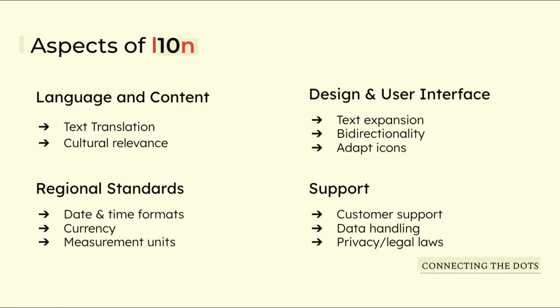On the bottom left, you can see we have regional standards, which means date and time formats, currency conversions, or measurement units can change depending on the region and country. And lastly, we have support and compliance, which means your customer support for your application or service needs to change and adapt to different regions when you start to go global. Also, data and privacy laws change depending on the region for your application.